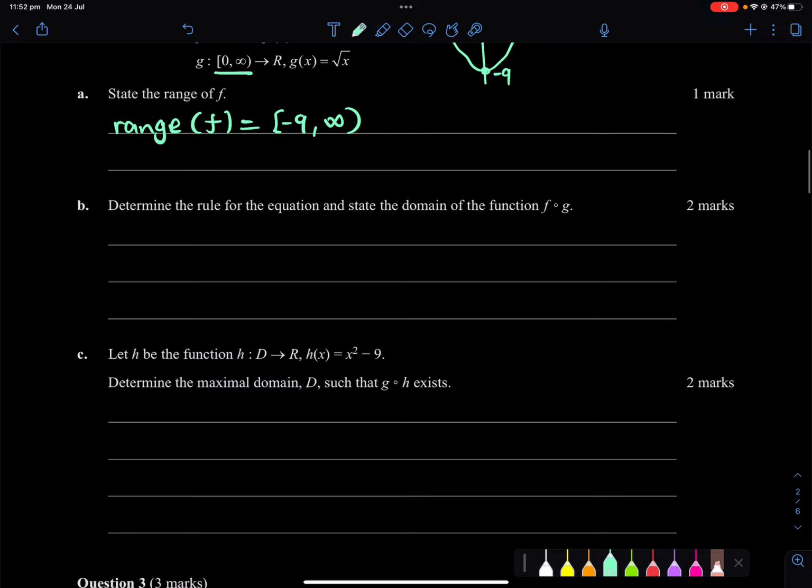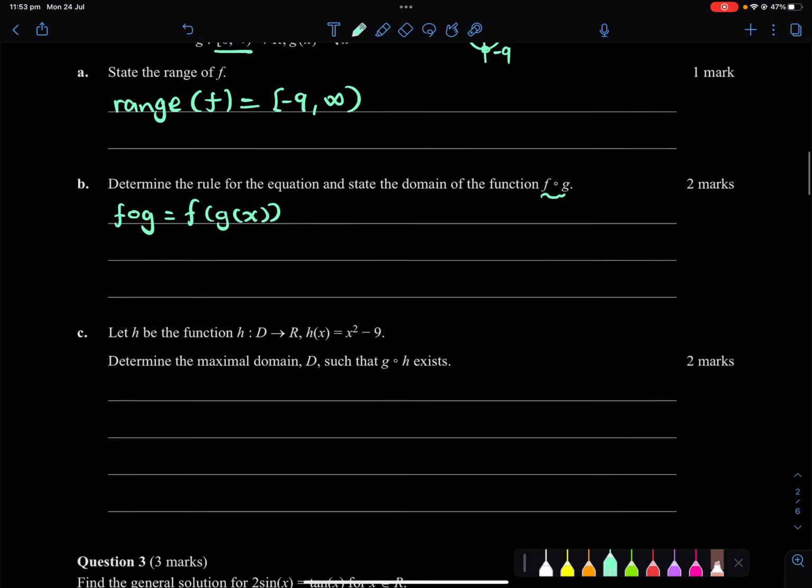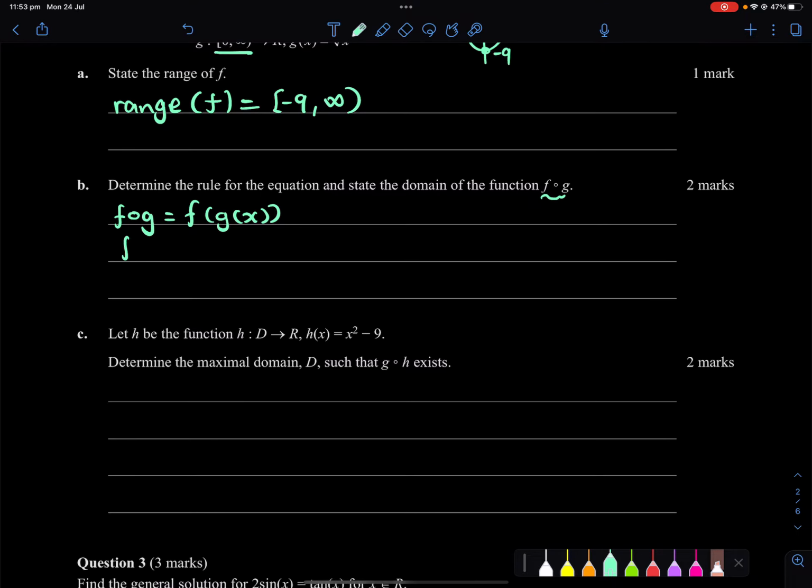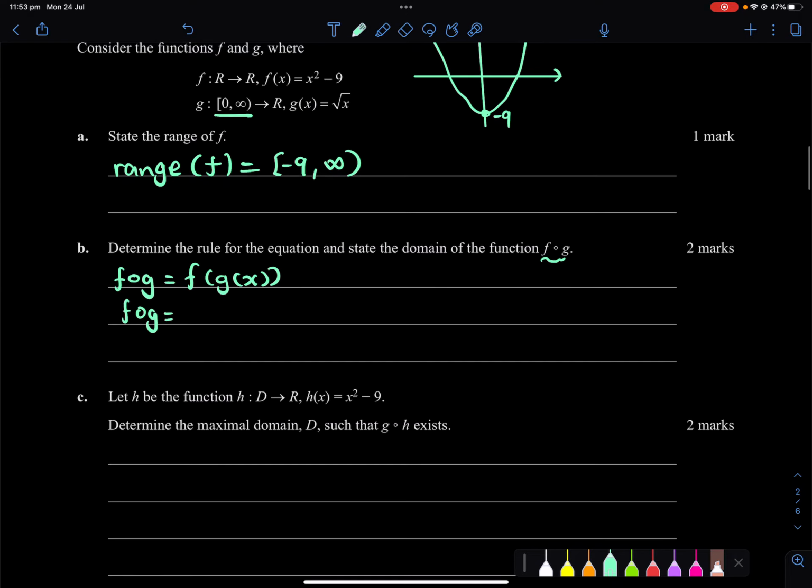Determine the rule of the equation and state the domain of the function. This notation just means f of g of x. So it's a composite function. To state the rule, it's very easy. So f of g, what's the function f? For x squared, we're going to put root x in for the x's. So it'll be root x squared minus 9, which is x minus 9. That is your equation.